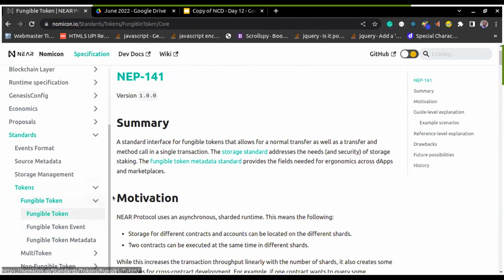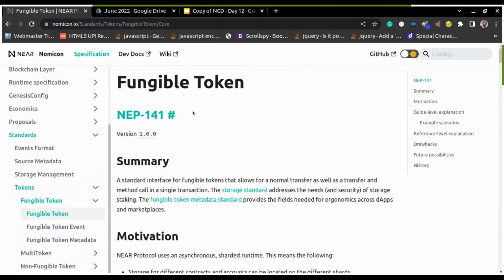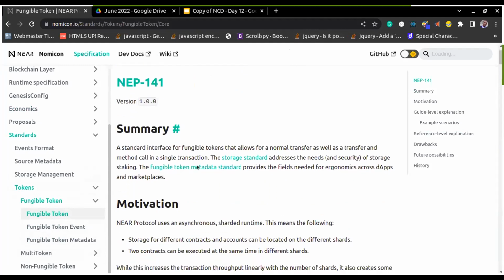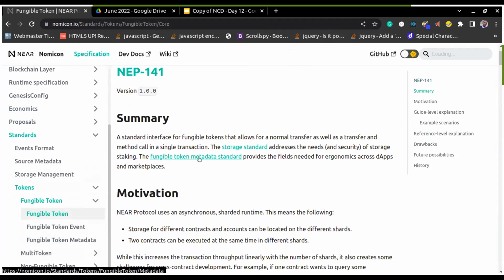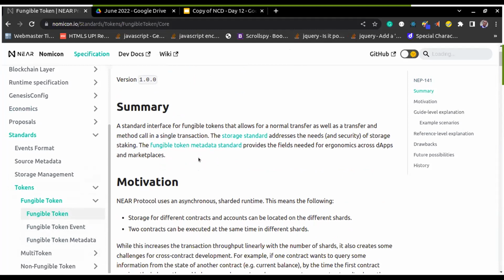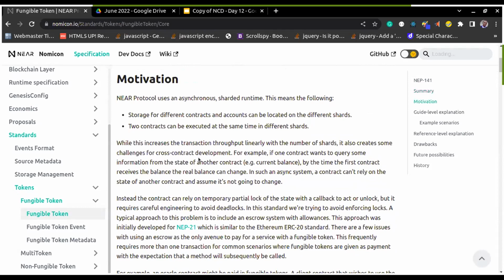So let's talk about the NEAR protocol blockchain, and in this case, the NEP 141 standard. Maybe I can just read through the summary: it's a standard interface for fungible token that allows for a normal transfer as well as transfer and method call in a single transaction. The storage standard addresses the needs and security of storage staking. The fungible token metadata standard provides the fields needed for ergonomics across dApps and marketplaces.